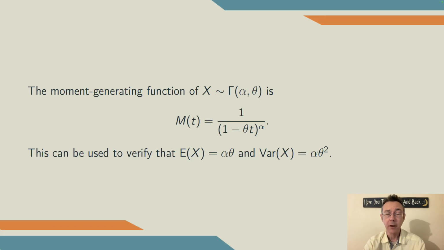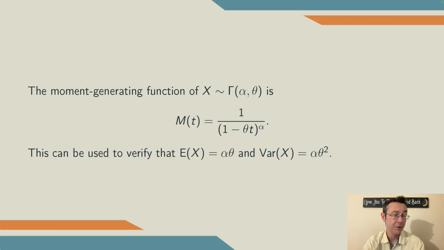You can do m double prime of 0 to get the expected value of x squared, and then you use the formula that the variance of a random variable is the expected value of x squared minus the expected value of x, quantity squared, to get that the variance of a random variable with a gamma distribution is alpha times theta squared.